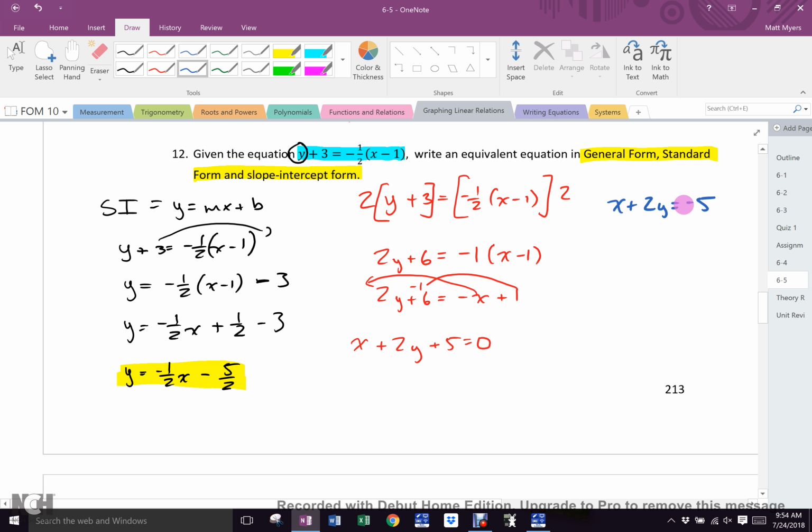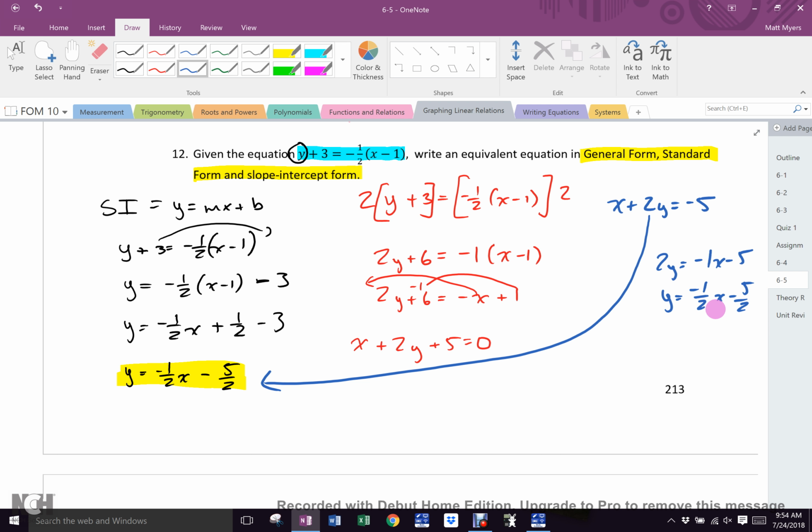Now, if you went this route first, then you can see how easy it is to get back to there. Right? I just isolate y. 2y equals -1 x minus 5. Y equals -1 divided by 2x minus 5 divided by 2. See how it doesn't matter what order you do it in? You can go in a circle. It doesn't matter. Is everybody cool? It's just algebra.